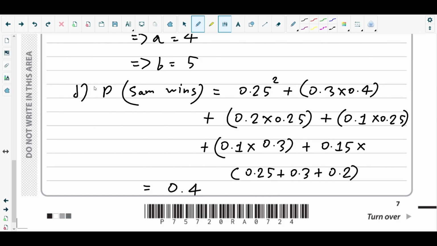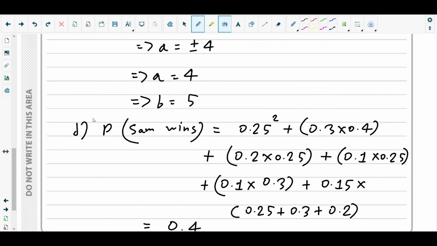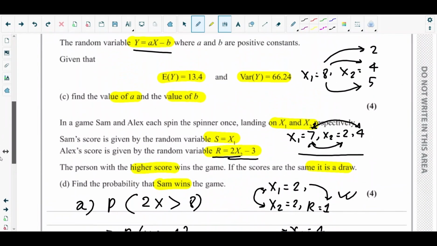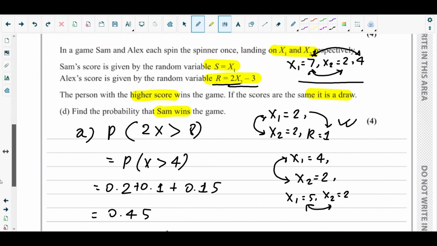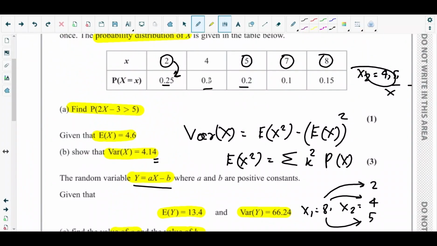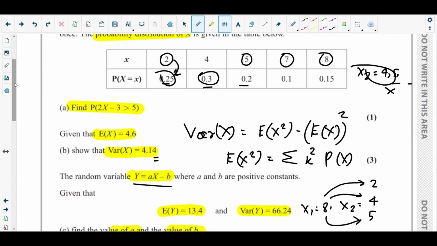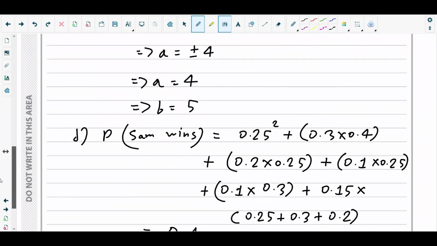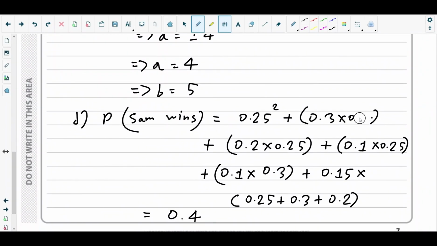Okay, let's check whether our probabilities were fine. The first one was 0.25 whole squared. Second one was x1 is 4 and x2 is 2. 4 is 0.3 and 2 is 0.25. So 0.3 times 0.25. It should be 0.25. Okay, let's correct it.